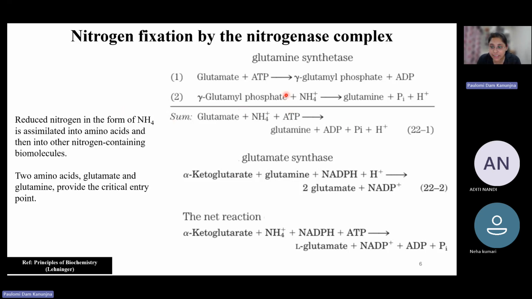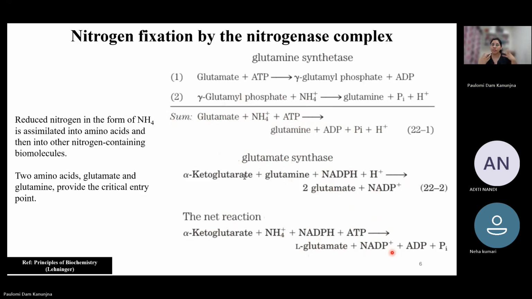Now, if you combine the first and second reactions overall, you get alpha ketoglutarate plus NH4 plus NADPH plus ATP giving you L-glutamate, NADP, and ADP. So where did the glutamine go? If you look at the left-hand side of reactions 22.1 and 22.2, glutamate and glutamine are present in the reactants. On the right side, the products, you again have glutamine and glutamate. So these get cancelled out. What remains are the components not common to both reactions: alpha ketoglutarate plus NH4 plus ATP and NADPH gives you glutamate and ADP.